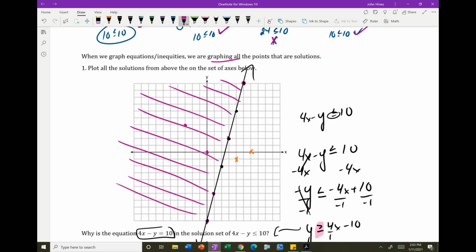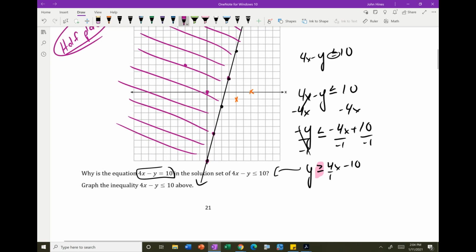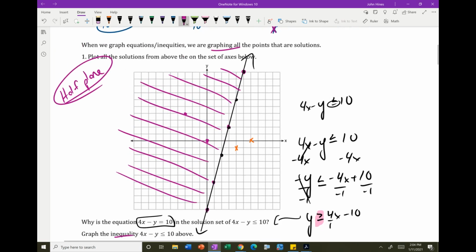So when we graph an inequality, we're really graphing a half plane. We're graphing half of the coordinate plane. I need any point anywhere on this side of the line to be a solution, because that's where the solutions were. Anything over here in this orange part will not be a solution. So when we graph inequalities, we shade a half plane. The graph of an inequality is actually a half plane, and we're going to practice graphing these today.